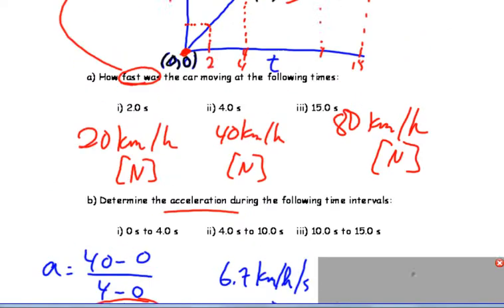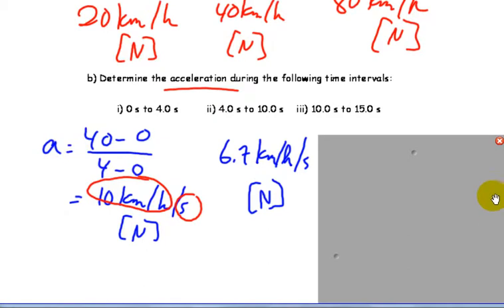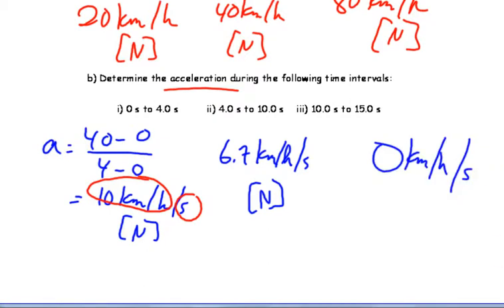Then lastly, going from 10 to 15. So that's from here to here. 80 minus 80 over 15 minus 10. Of course, 80 minus 80 is going to give us 0. And you can see here, if time is passing by and my velocity is staying the same, that means you're not speeding up, you're not slowing down, so you have 0 acceleration.